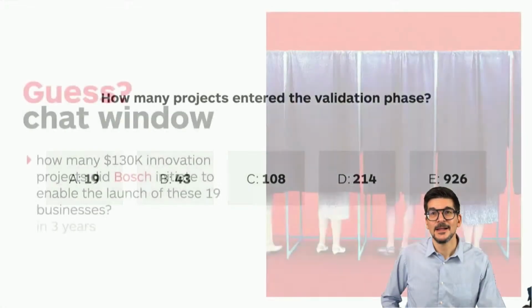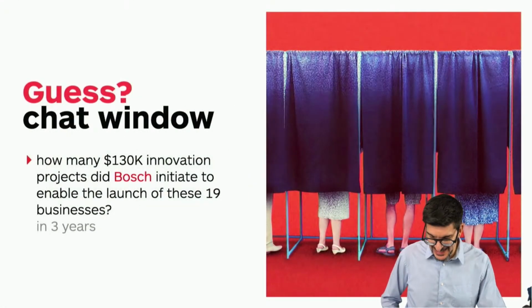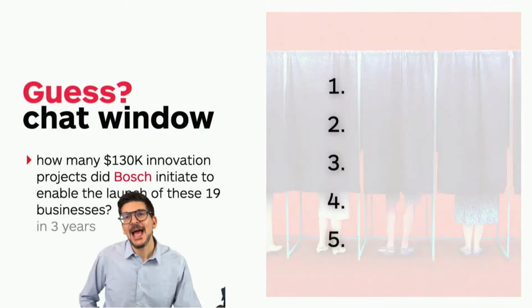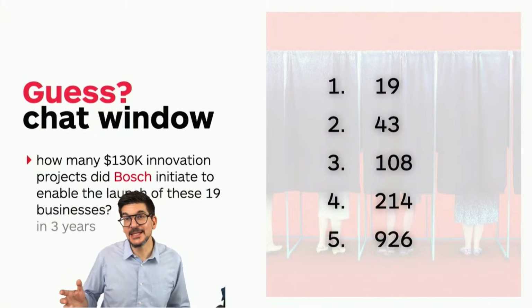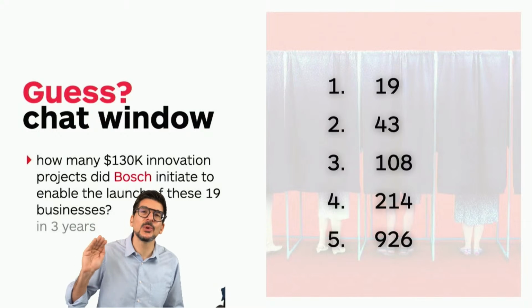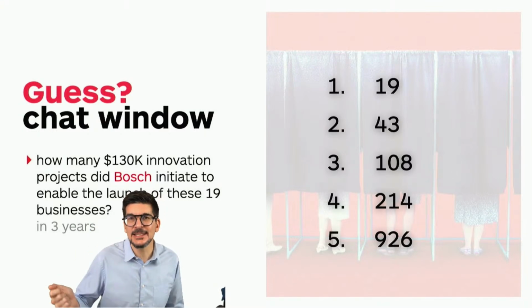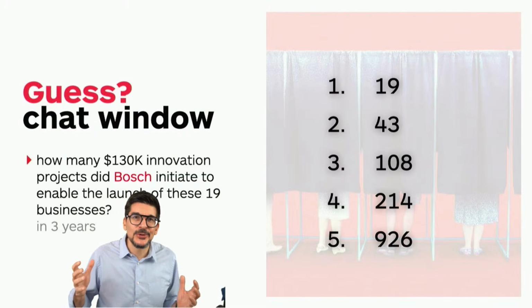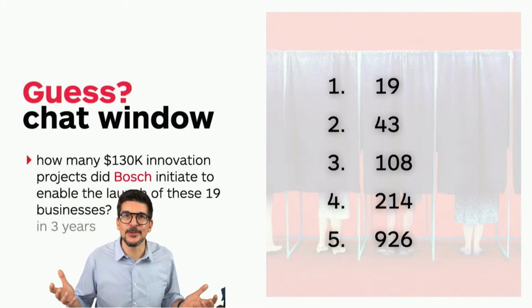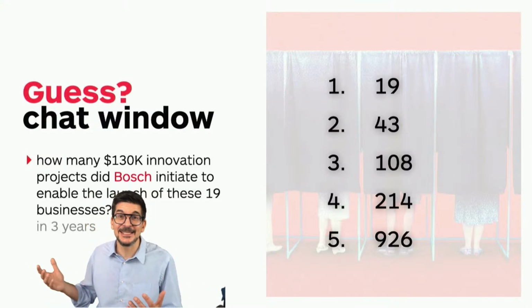What are your thoughts? Okay, so Uwe asked here, how many ideas did they need to invest in to create 19 winners? Was it 19, 43, 108, 214, or 926? To get 19 winners, how many ideas did they need to invest in? How many projects? Think of it. It's a German, very conservative company. And you would think, well, these are smart people, right? They're experienced engineers. They should probably get into 19 projects to get 19 winners.